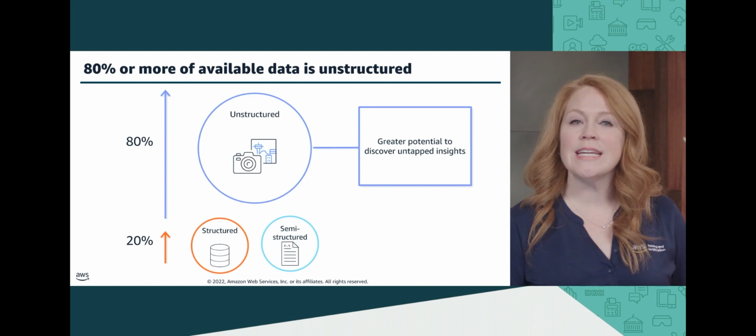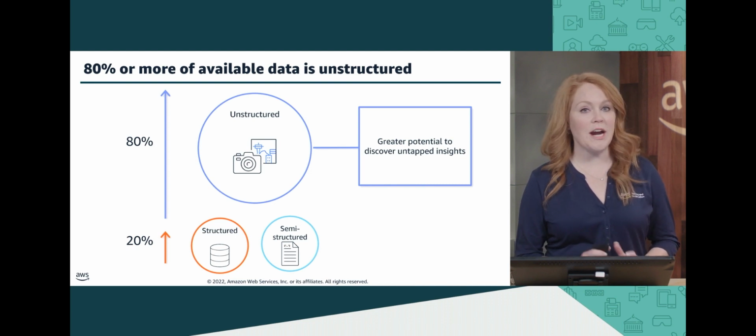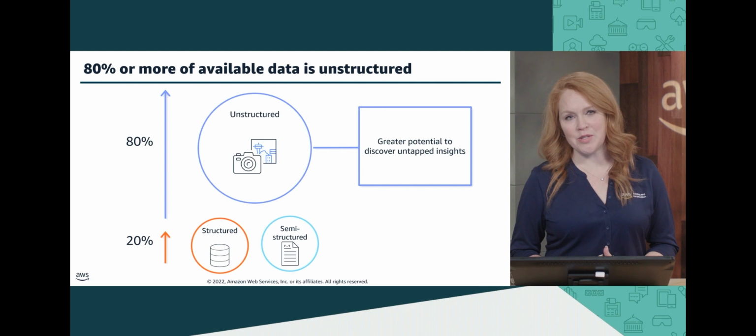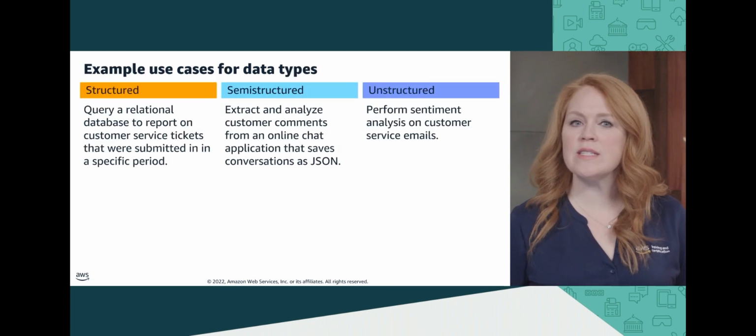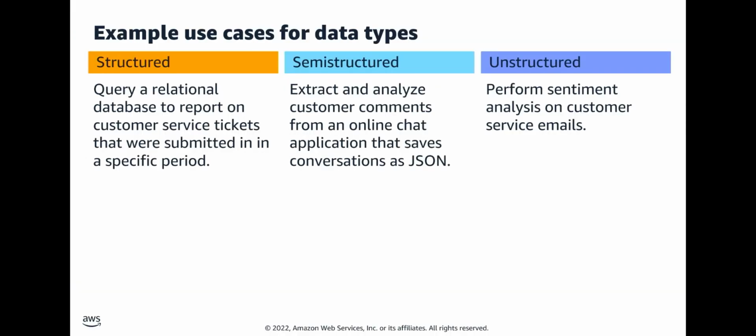But as you learned, getting at that value is challenging. That's where organizations will want to innovate with artificial intelligence and machine learning, or AI/ML, to tap into new insights. This slide lists a few simple use cases for the data types based on customer service data. A structured example is querying a relational database to report on customer service tickets. A semi-structured example is analyzing customer comments that are stored in JSON files. The unstructured example is to use an AI tool to perform sentiment analysis on customer service emails.